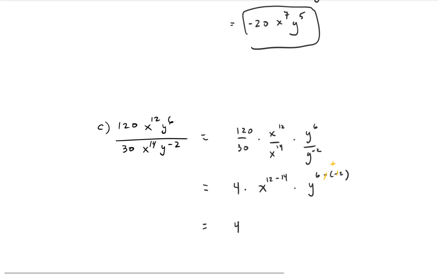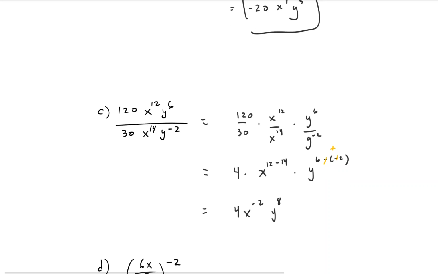So that gives us 4x to the negative 2 and y to the 8. We're getting really close here. Because we have a negative 2 in the power for the x, that means the x really should be in the bottom. So let's finish this off. We have 4y to the 8th in the top, and in the bottom we have our x squared. And now that the x squared is in the bottom, the exponent, which was negative, is now positive. So we're good to go. We're done.